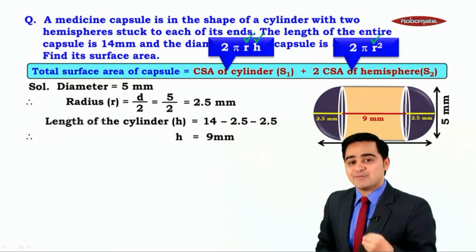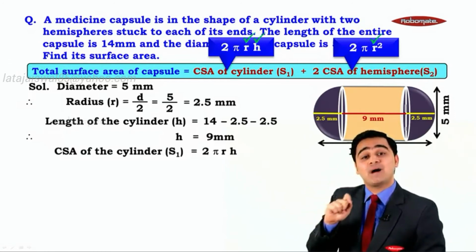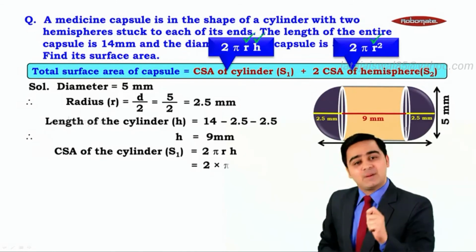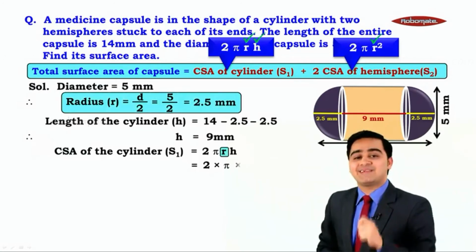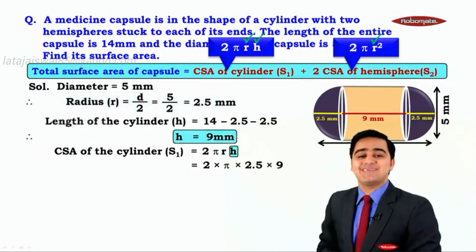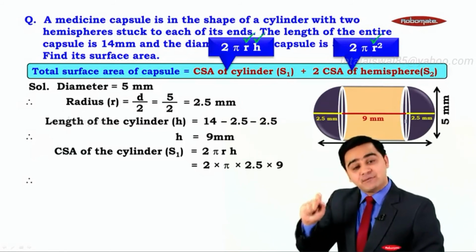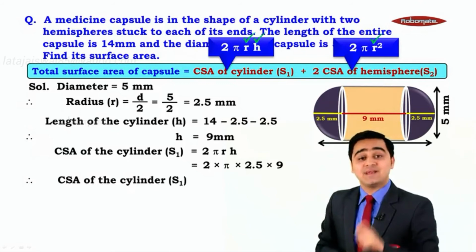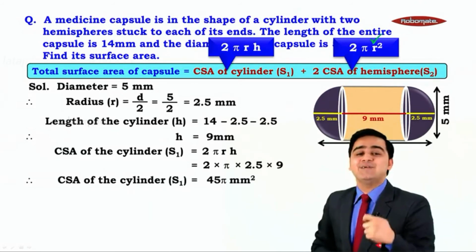Let us now focus on the calculations. Let us first write curved surface area of the cylinder. The formula is 2 pi rh. Let us now substitute the values. In place of 2 we'll write 2, in place of pi we'll write pi. r, we know, yes, it is 2.5, and the height of the cylinder we got just now, it is 9. Now my dear students, 2 into 2.5 is 5, 5 into 9 is 45. So we have curved surface area of the cylinder, that is S1, equal to 45 pi millimeter squared.